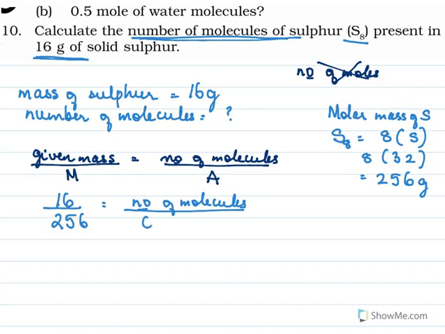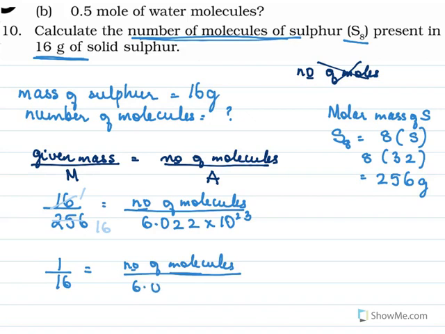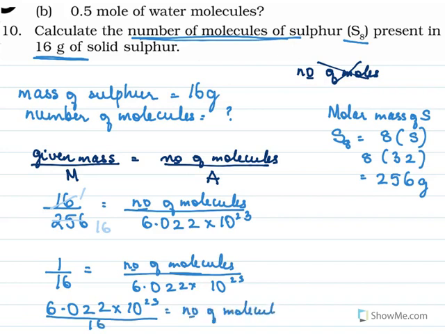This is our question. Over Avogadro's number, that is 6.022 and 10 raised to 23. So here when we cancel, this will be 1/16 equal to number of molecules over 6.022 10 raised to 23. So 6.022 10 raised to 23 over 16 equal to number of molecules. And here the answer, when you calculate this, will be 3.76 into 10 raised to 22 molecules.